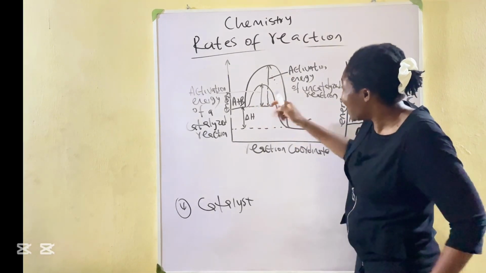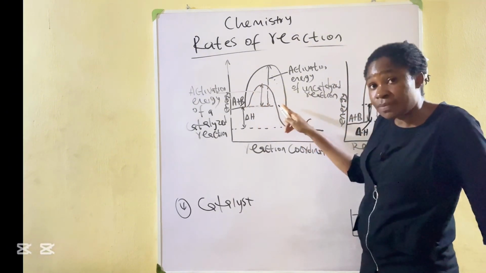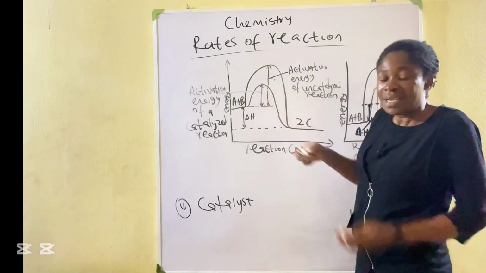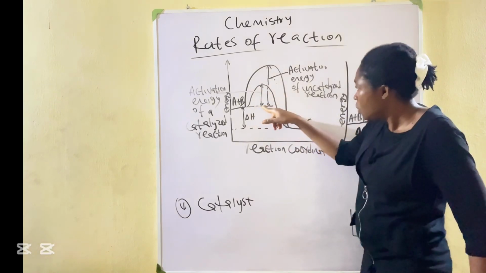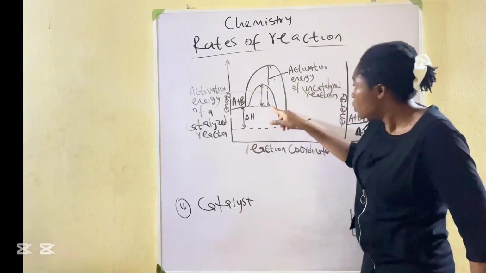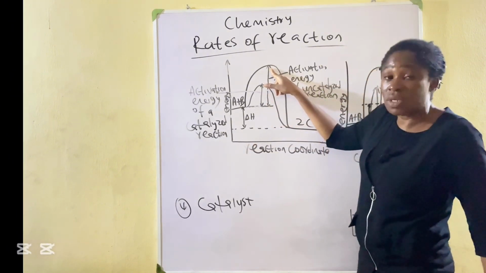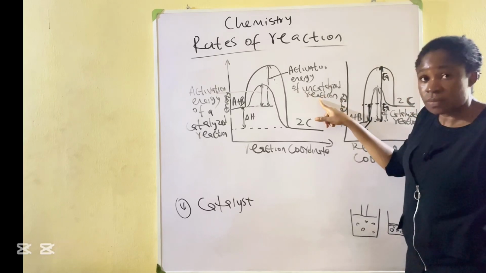This is the catalyzed reaction. You can see how the activation energy is lowered. Because a catalyst is added, it lowers the activation energy so that the reaction can proceed much faster. So this is the activation energy of the catalyzed reaction. The other one, this higher one, is the activation energy of the uncatalyzed reaction.